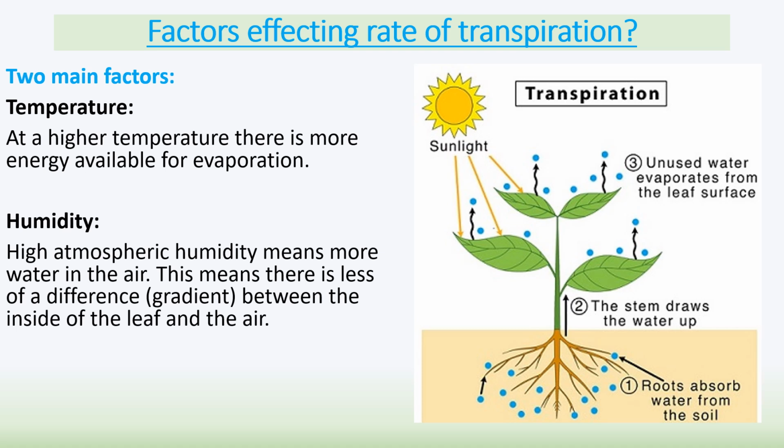There are two main factors that affect the rate of transpiration: temperature, because the higher the temperature, the higher the rate of evaporation, and humidity, because if you've got a low humidity in the air, it means there'll be a high concentration gradient between the inside of the leaf where the water is evaporated and the outside. If the air is humid, that means there'll be a lower concentration gradient between the water vapor inside the leaf and the humid atmosphere outside the leaf, so there'll be less water loss as a result.